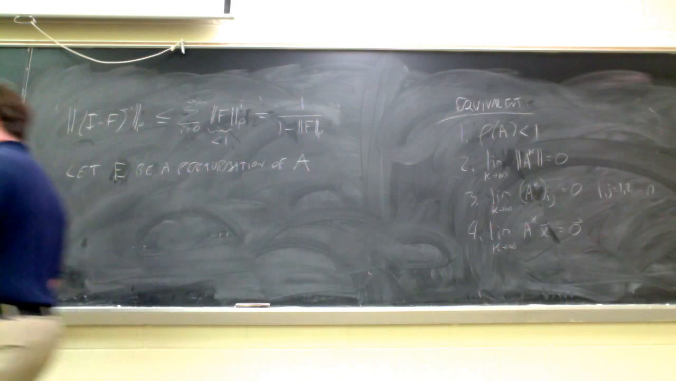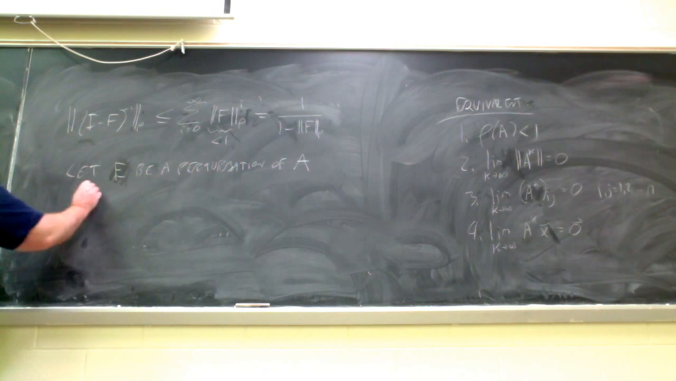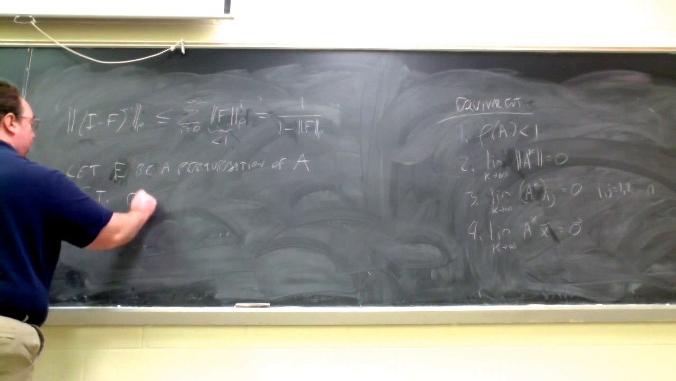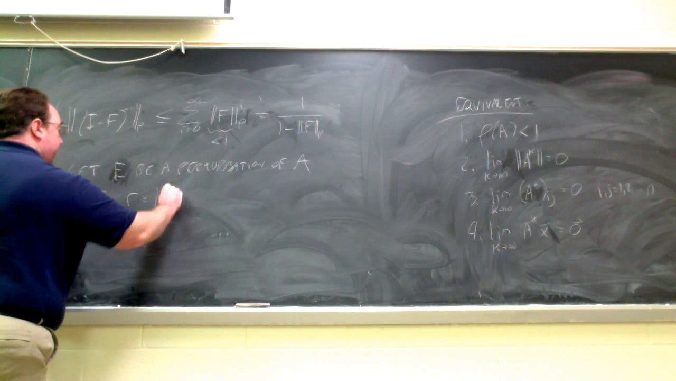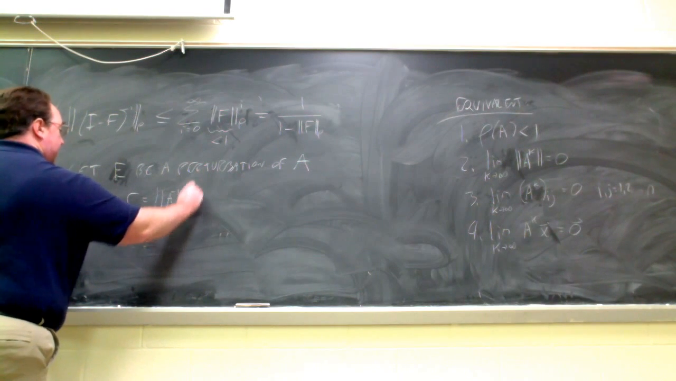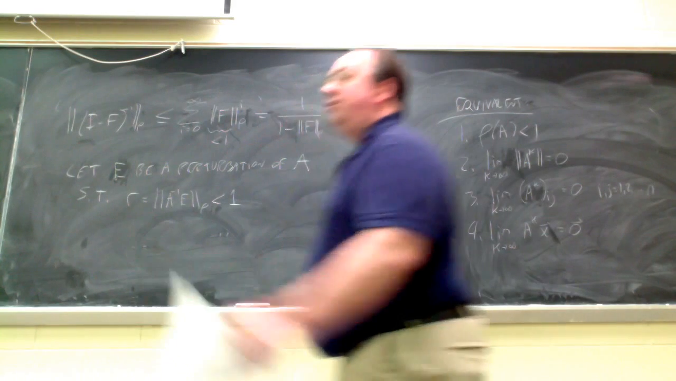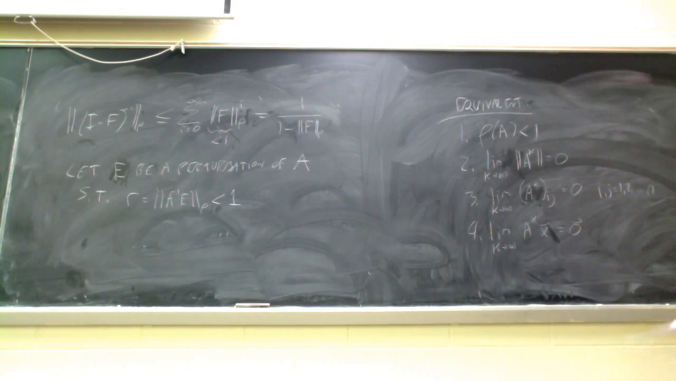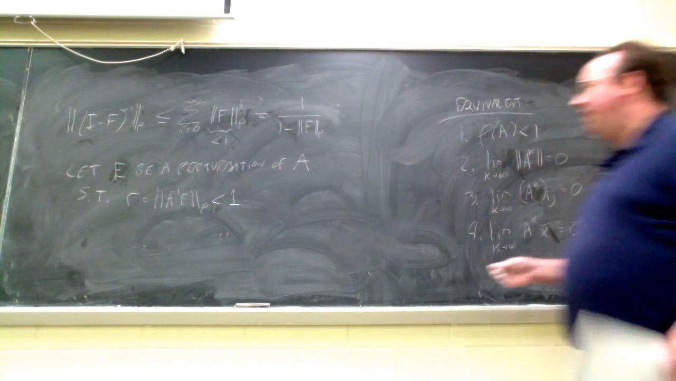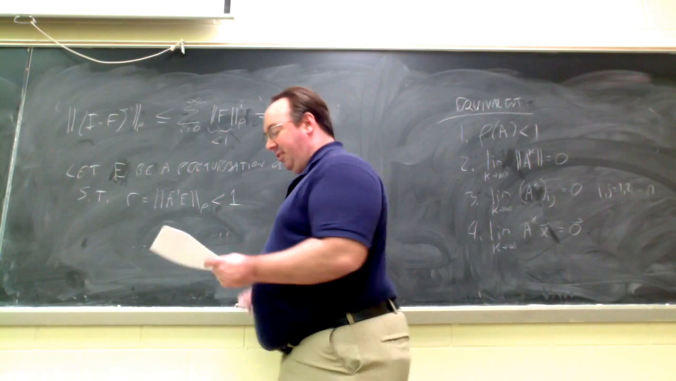And it's a small perturbation, so that if I define R to be the norm of A inverse E, P norm, is less than 1. So as long as I choose the entries of E to be small enough, close to the zeros I need, I can make sure that this happens.